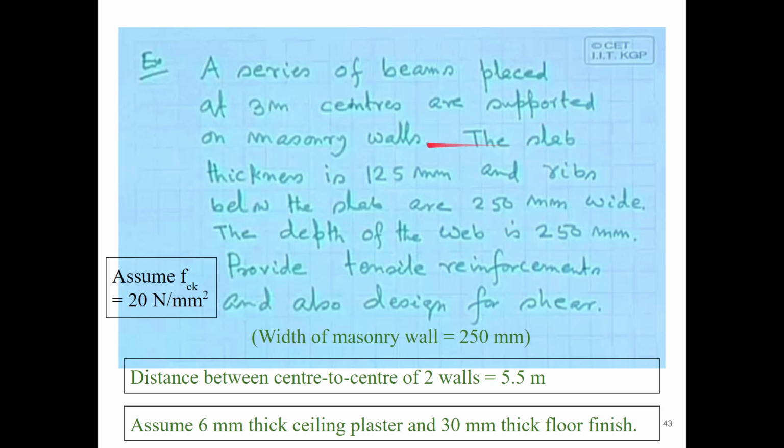If we consider that the slab and the beam are cast monolithically together, then the slab has a thickness of 125 mm and the web has a width of 250 mm. The slab will act as a flange. So the flange thickness is 125 mm, the web's depth is 250 mm, and the width of the web is 250 mm. So both are 250.